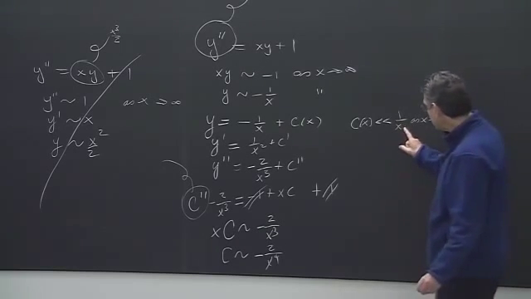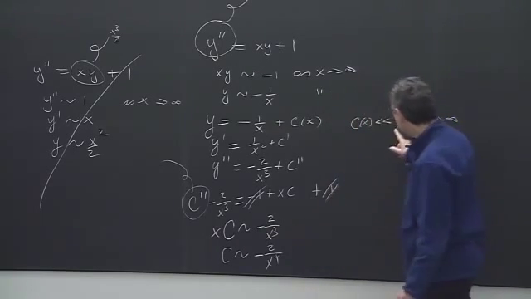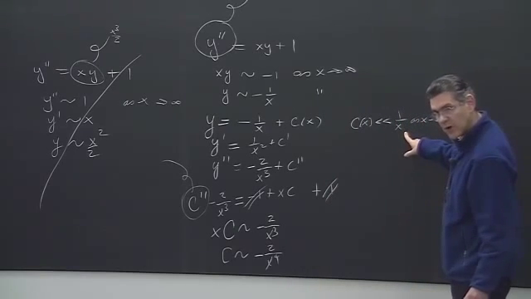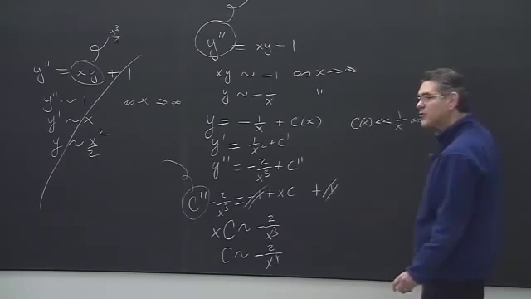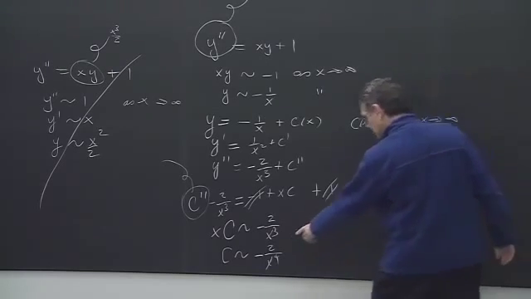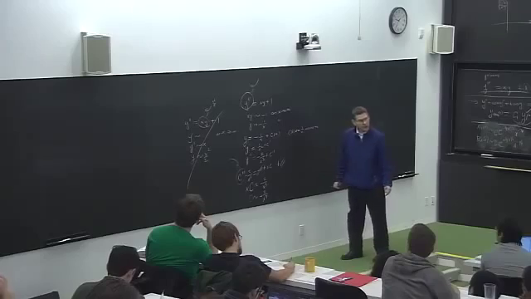Okay? Is it true that c is negligible compared with 1 over x? Is that correct? Yes, it is. Okay? So now the next term in the asymptotic series is minus 2 over x to the 4.